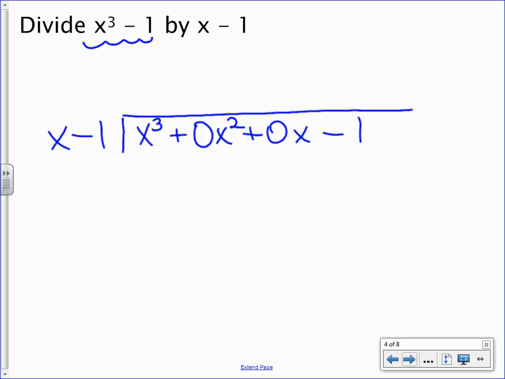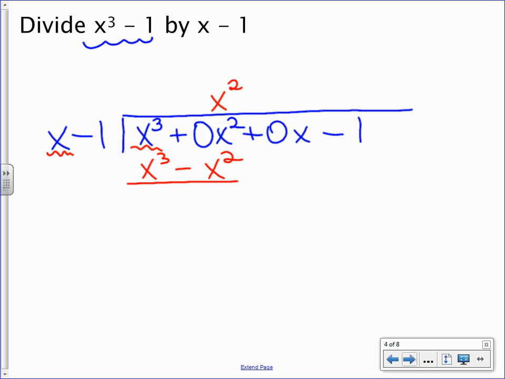If you do not put those zeros there, it will mess up your division, whether you're doing long division or synthetic division. Here you won't have any room to do any of your subtractions. So we always start out with our first terms. X times what is x cubed? X squared. So then x times x squared is x cubed. Negative 1 times x squared is negative x squared.